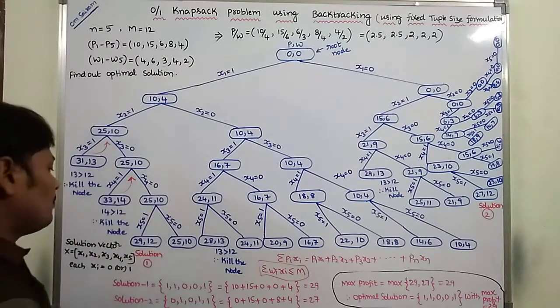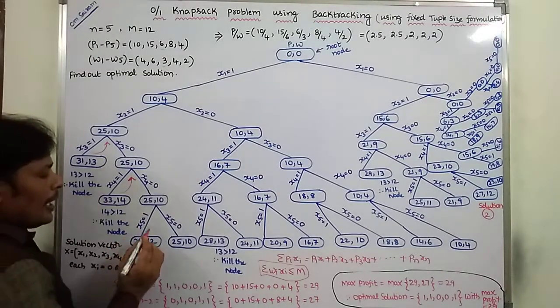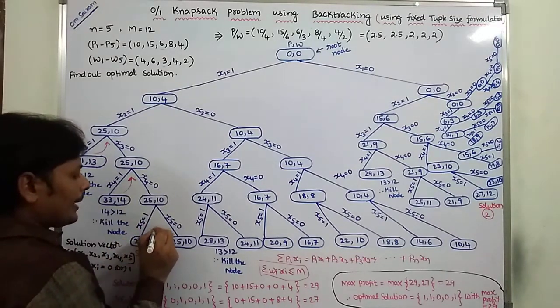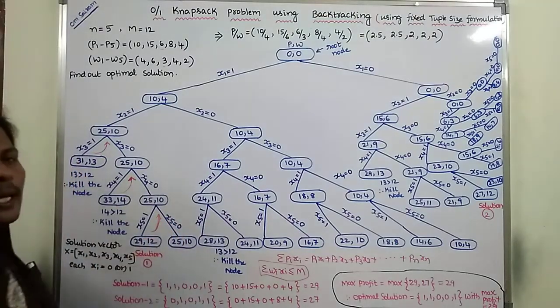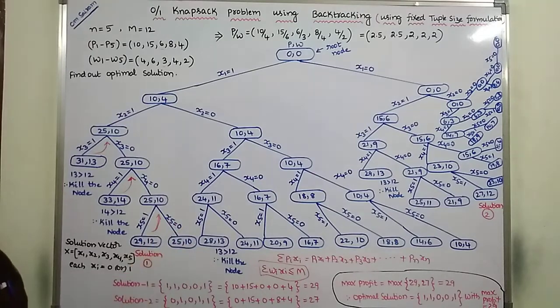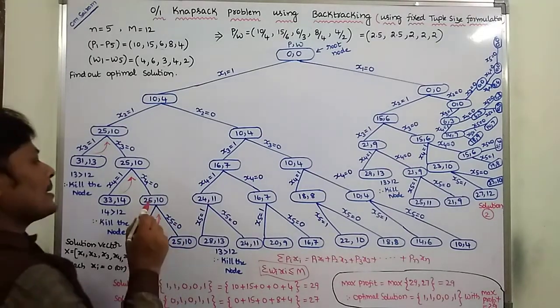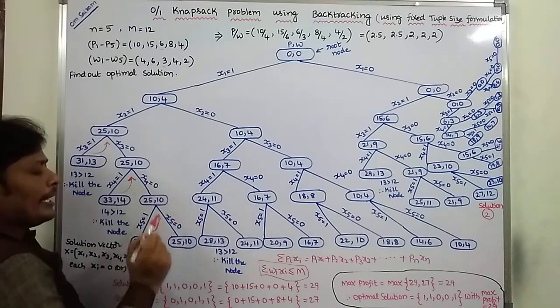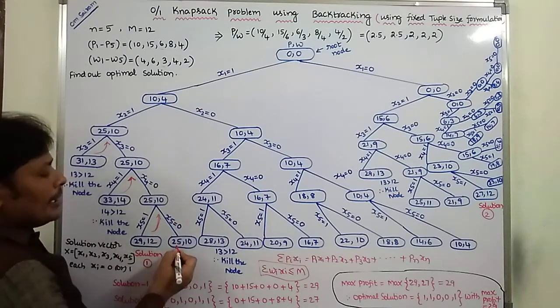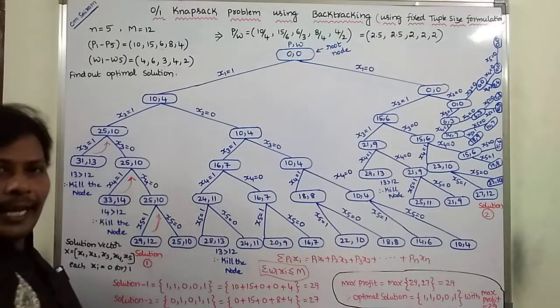Okay. Now we go for backtrack. Another possibility is x suffix 5 is equal to 0. Okay, x suffix 5 is equal to 0 means the fifth object is not considered. So that is 25, 10.